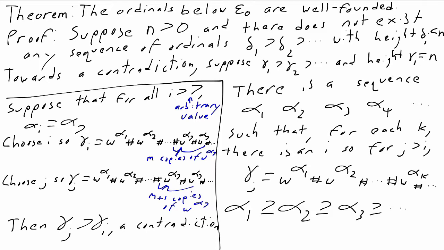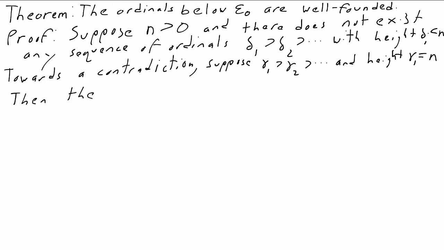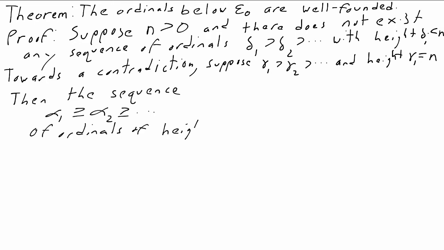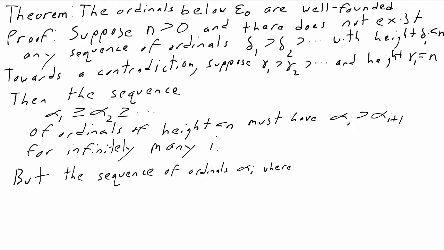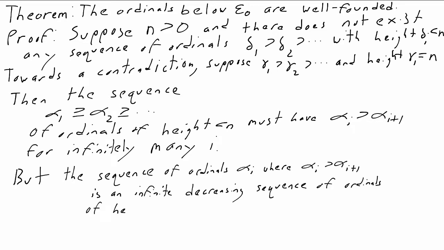So the sequence of alphas is not eventually constant. There must be infinitely many values i where alpha i plus 1 is less than alpha i. But that would give us an infinite decreasing sequence of ordinals of height less than n, which is exactly what the inductive hypothesis said there shouldn't be. And that's the contradiction we're looking for.